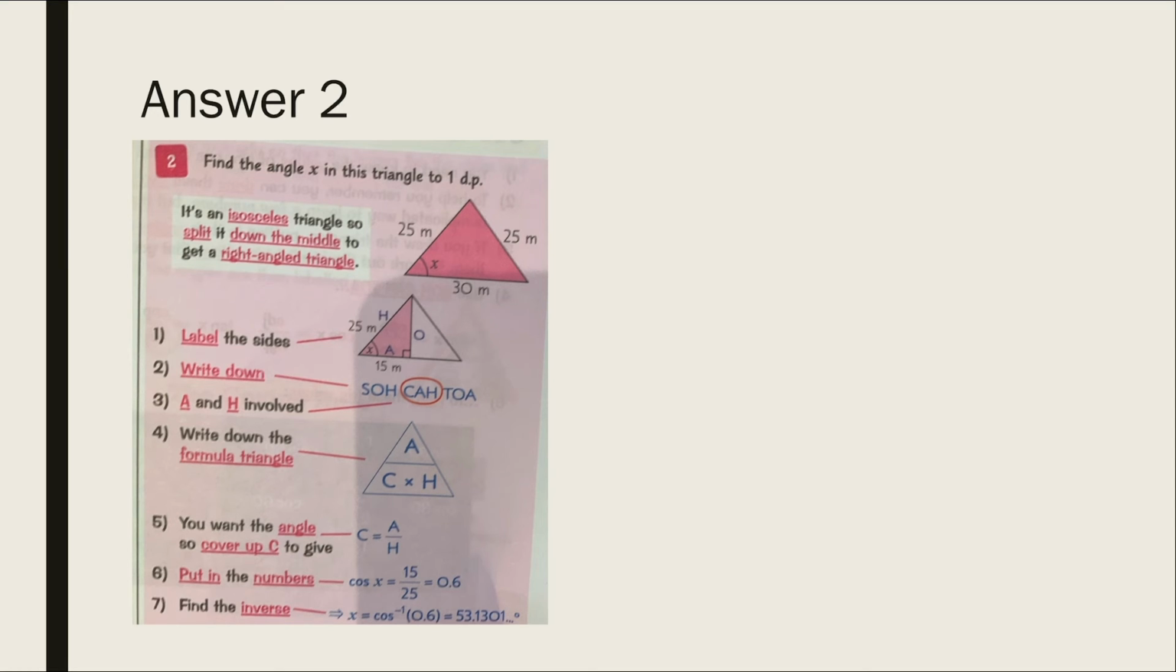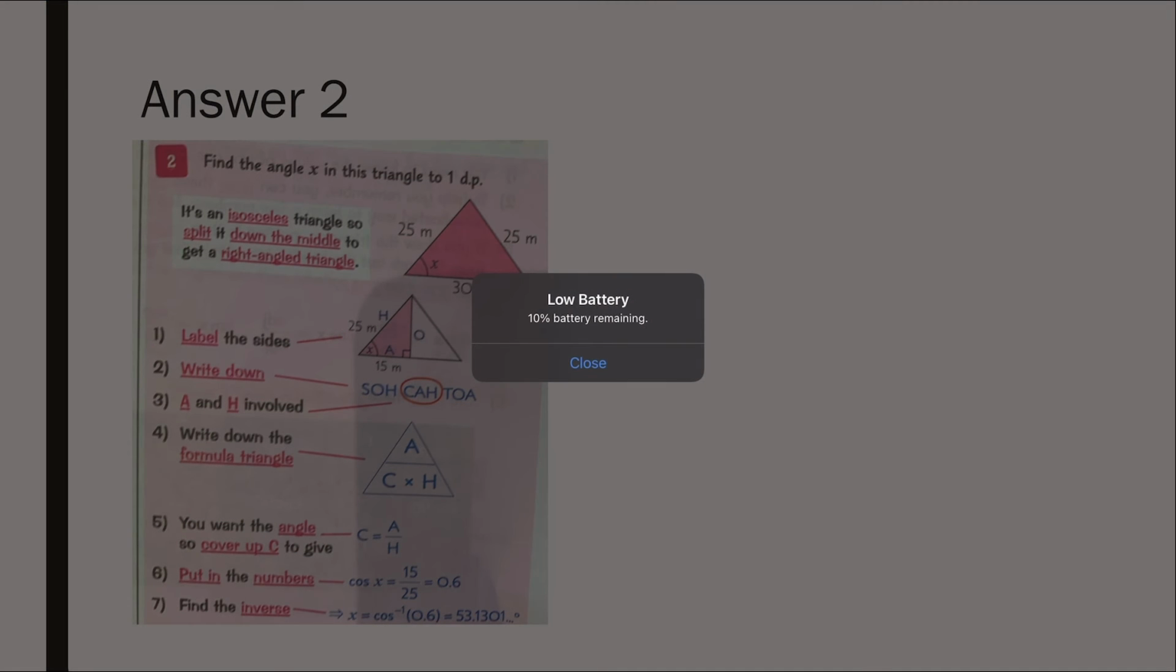So what you want to do is cover up C to give C is equal to A over H. Then you put in the numbers. Cos x is equal to 15 over 25, which is equal to 0.6. So we know that cos x is equal to 0.6. And I said before that whenever we want to find the angle from two sides, we always need to use arccos or arcsin or arctan. So we use the inverse. So x is equal to cos minus 1, the inverse of cos, of 0.6, which is equal to 53.1301, etc. degrees.